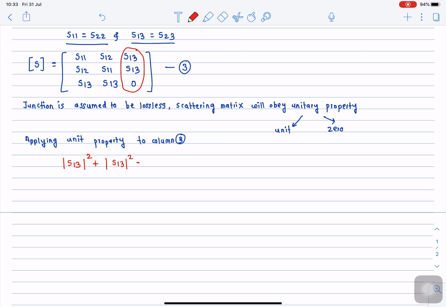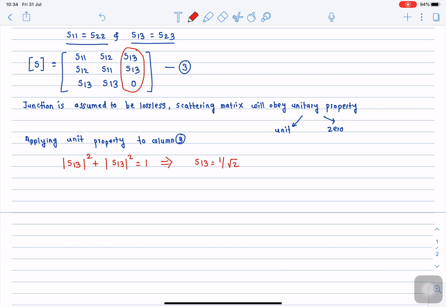So if we apply this unit property to column number 3 of equation 3, we will get mod of S13 square plus mod of S13 square is equal to 1. If you solve this equation, what value will we get? S13 is equal to 1 by root 2. So now we will place this value of S13 in equation number 3.